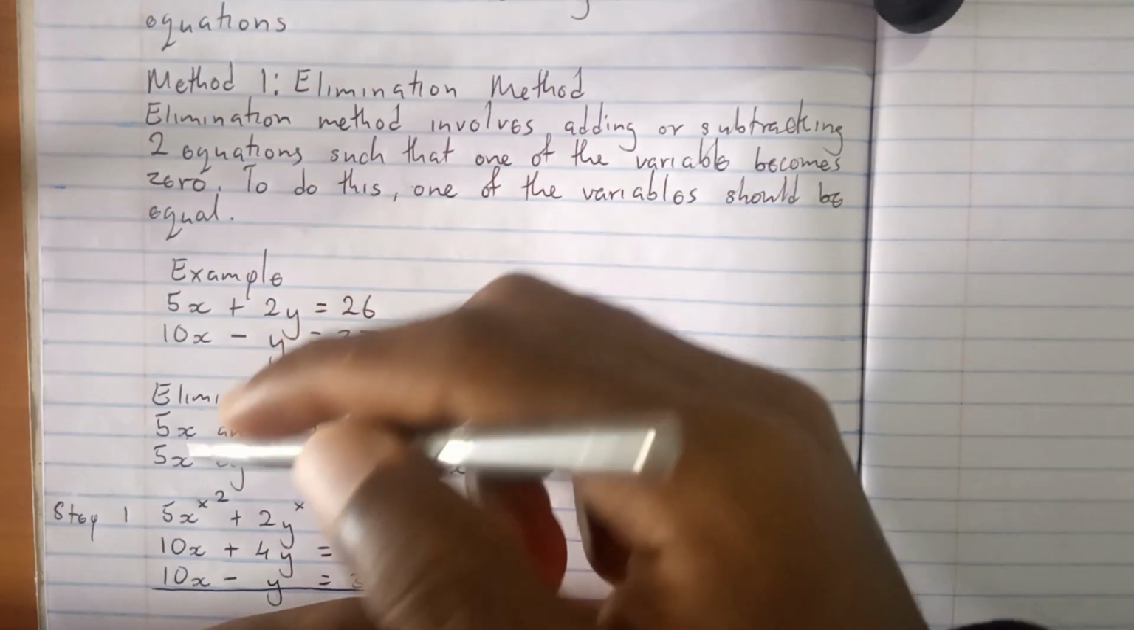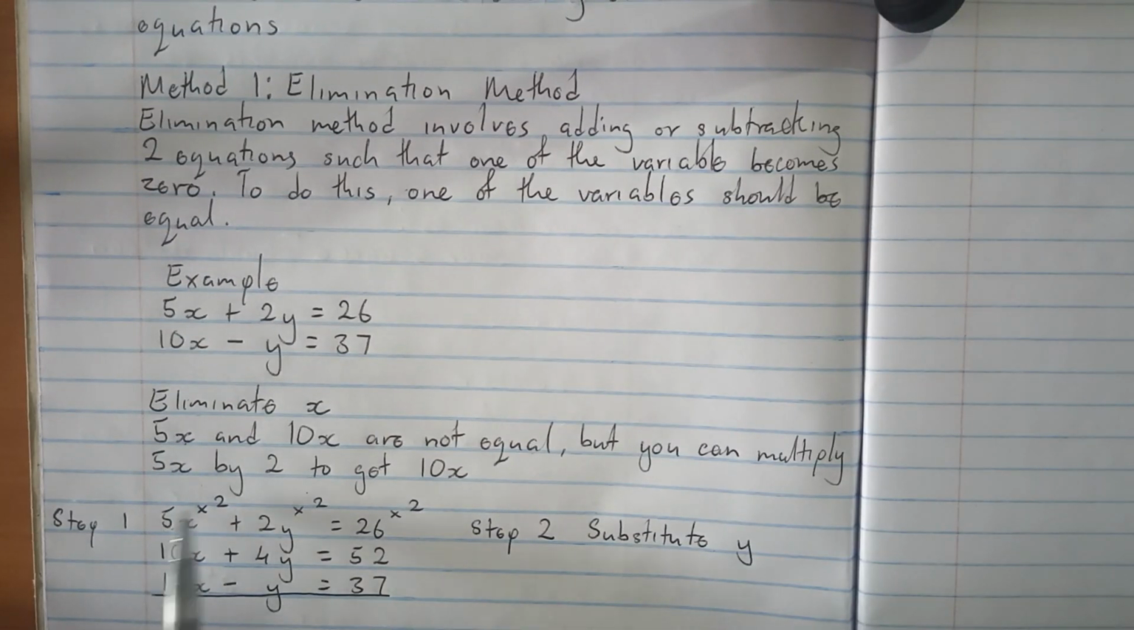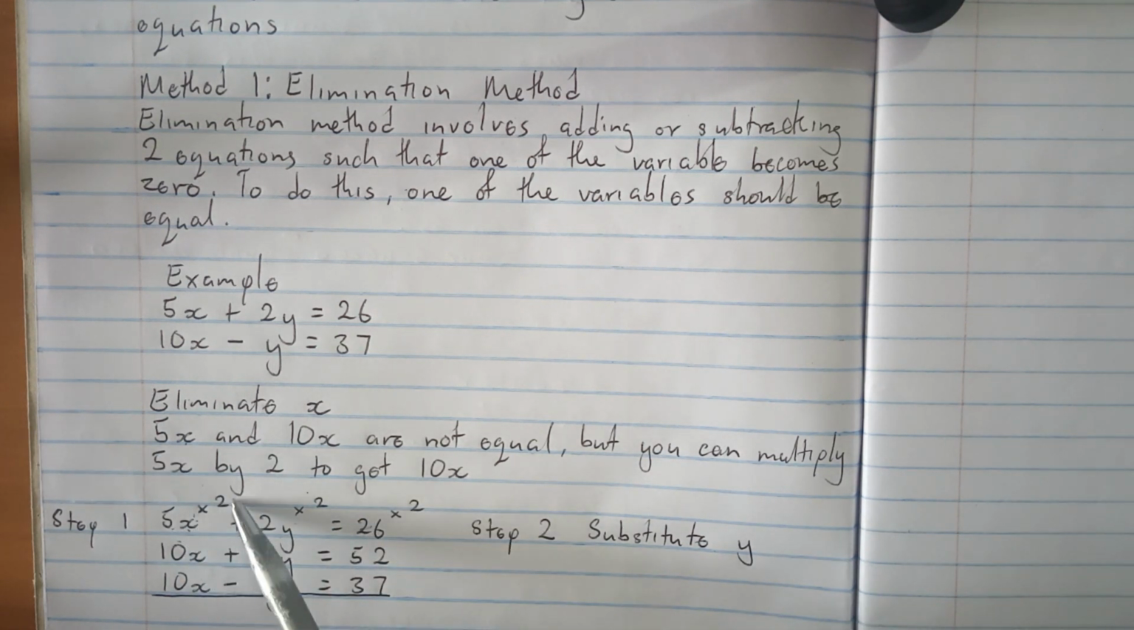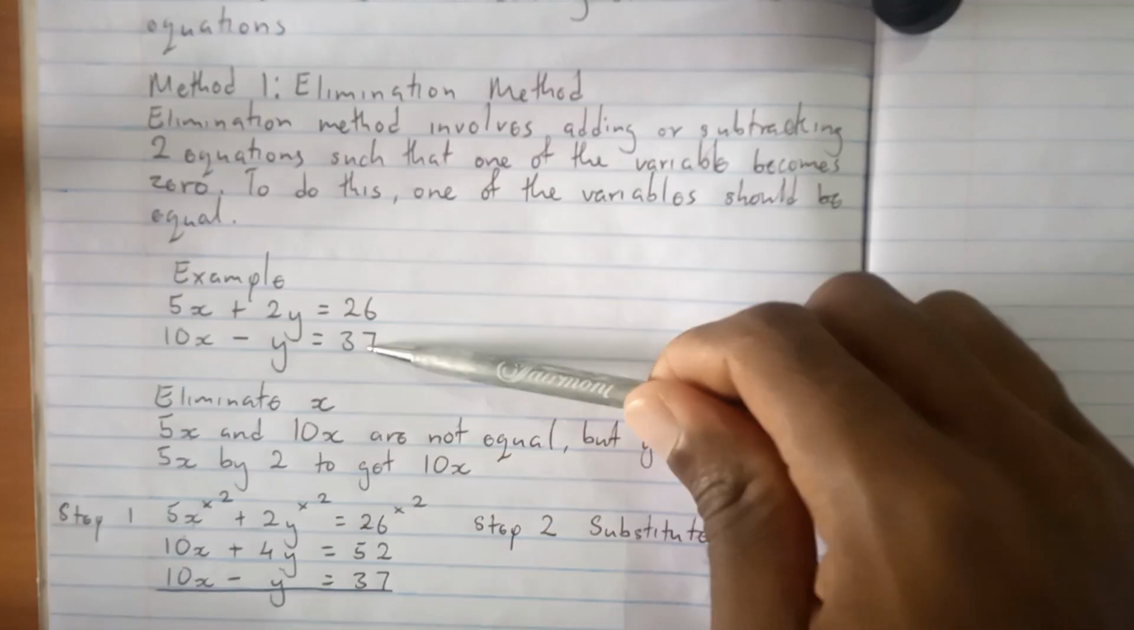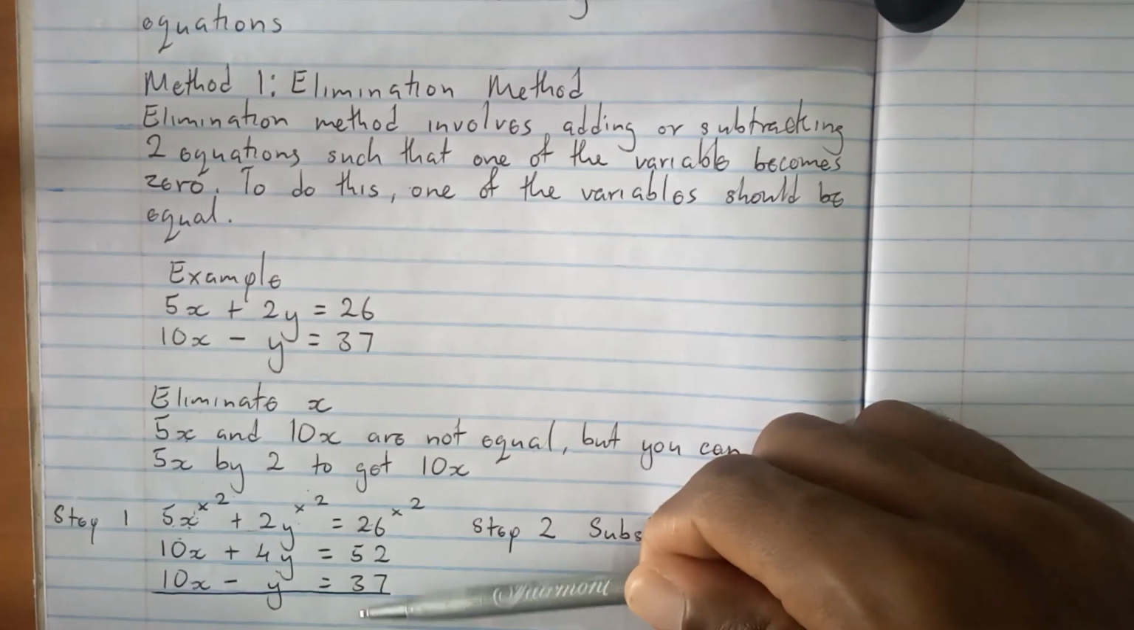So let's see how that goes. We take 5x, we multiply by 2. But because we multiplied one of them by 2, we have to multiply everything in that equation by 2. So 5x times 2, we get 10x. 2y times 2, we get 4y. 26 times 2, we get 52. And then we get the second equation and bring it here.